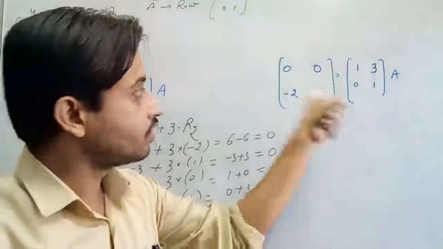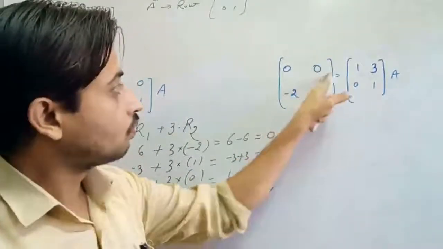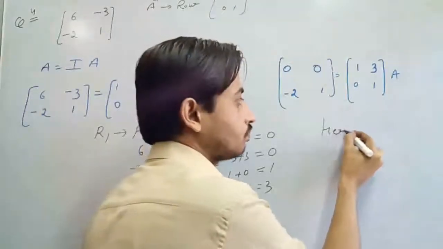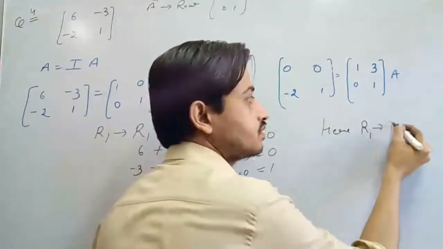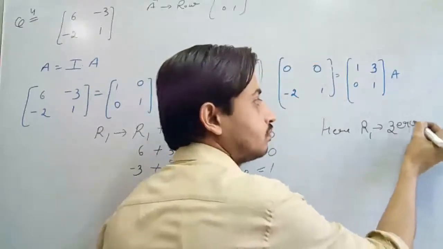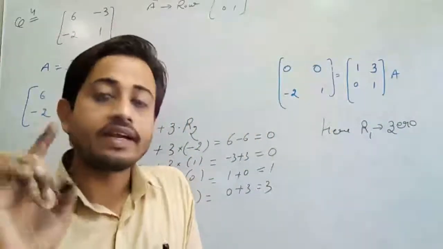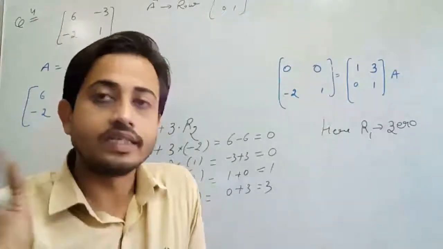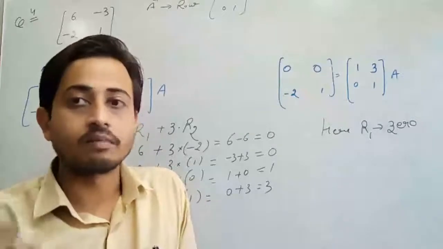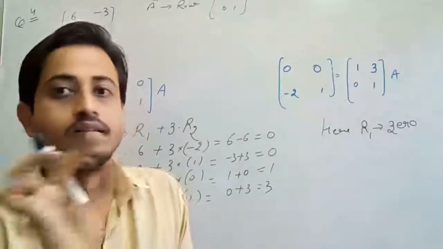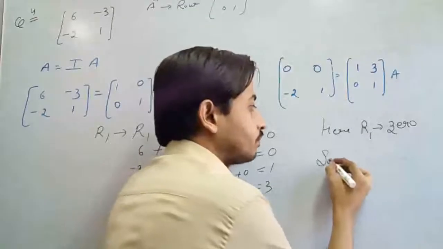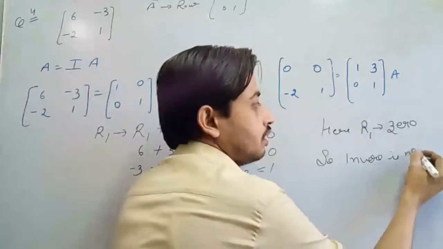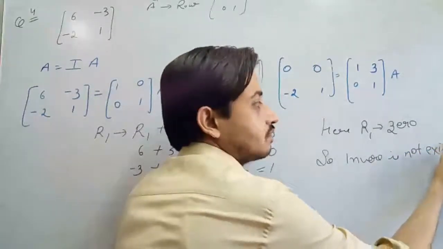In this we get the R1 row as completely 0. If any one row or any one column becomes 0 during an elementary operation, it means the inverse of that matrix is not possible. So the inverse does not exist.